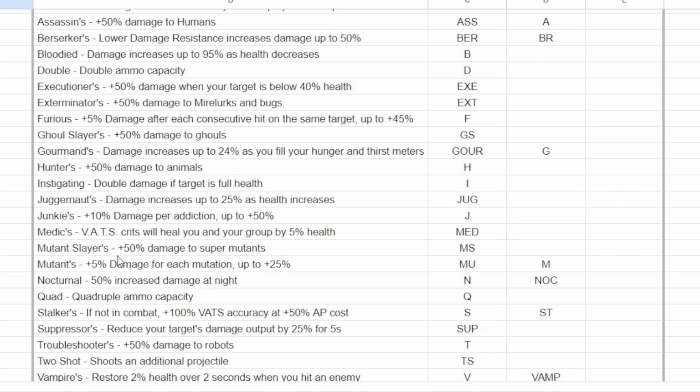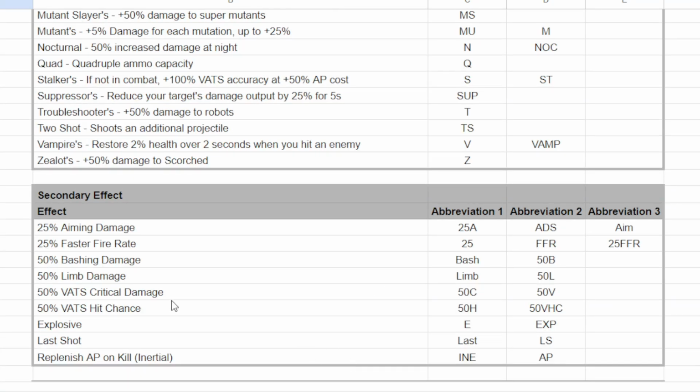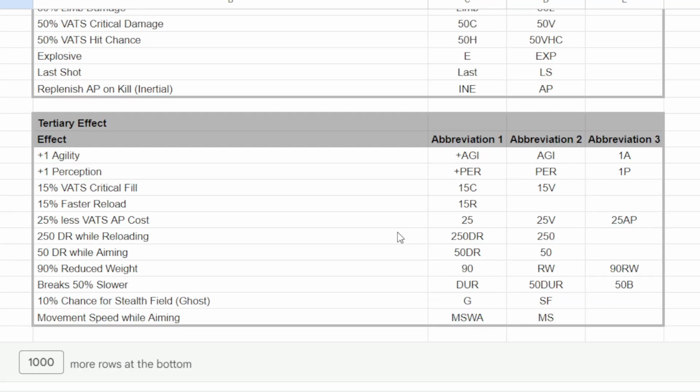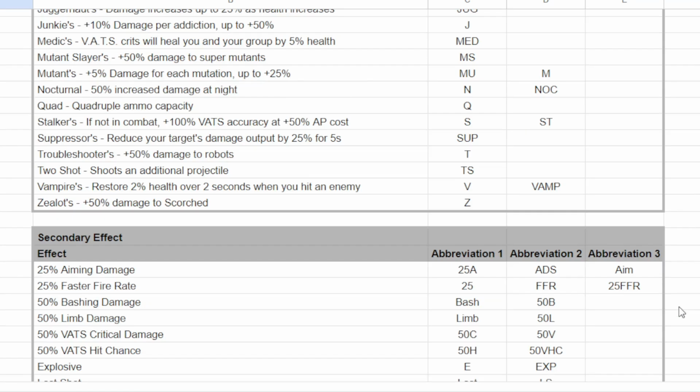Another example is maybe you want a really nice medic's weapon. So you would write, I want a MED, 50 VATS hit chance, so VHC, and then let's say less VATS, so 25. You'd write MED 50 VHC 25, and then say whatever weapon it would be. Let's just say it would be a combat shotgun. So you would write that down. So that's how that would go.